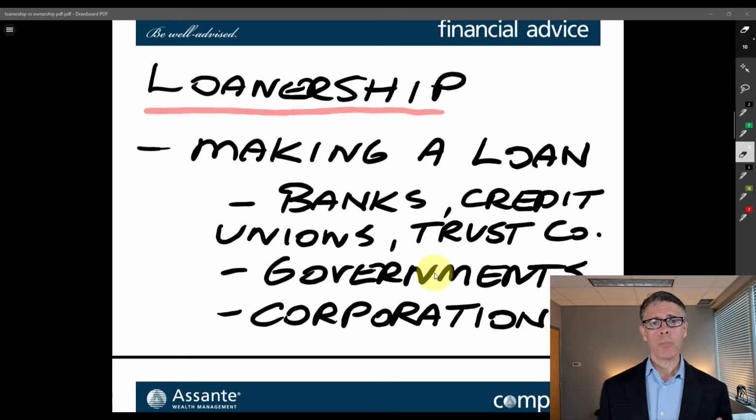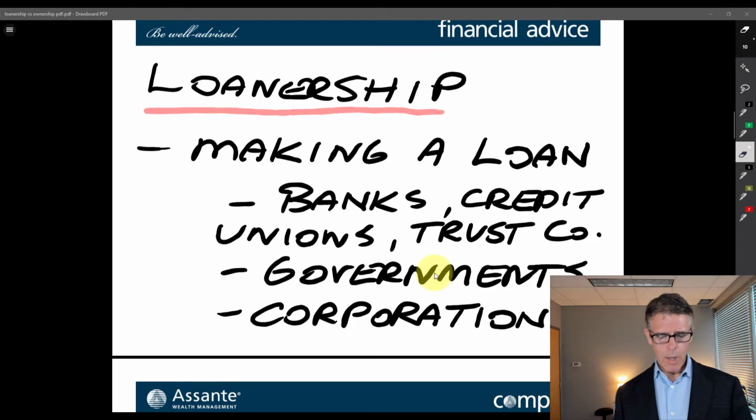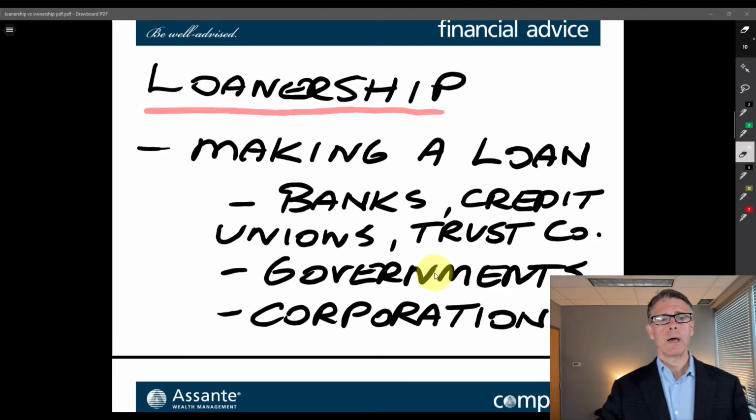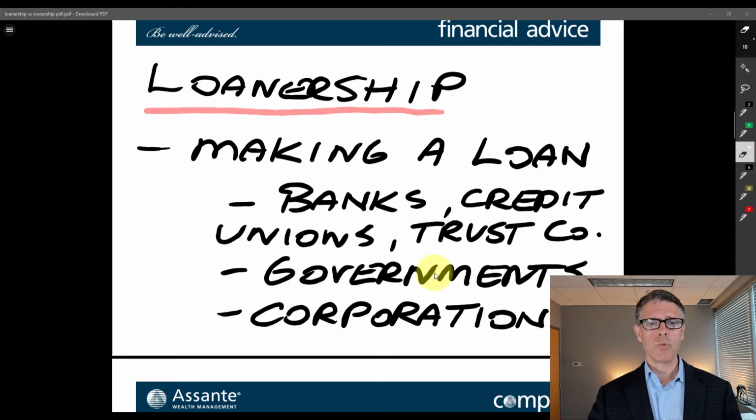And as well, corporations issue debt. So we often think of businesses raising capital through the sale of shares or stock, but they'll also raise capital through the issuance of bonds. And so it's a really important way for them to do that, and particularly when interest rates are really low right now, it's a common form of raising capital for those institutions.